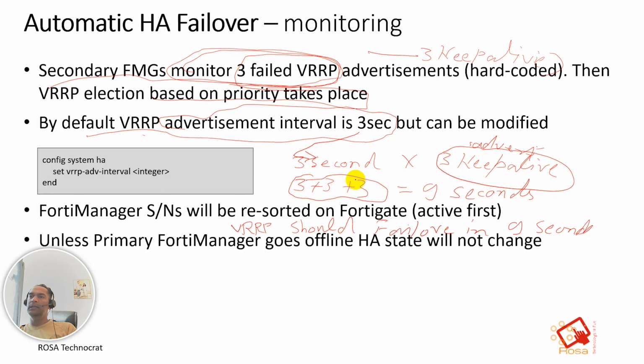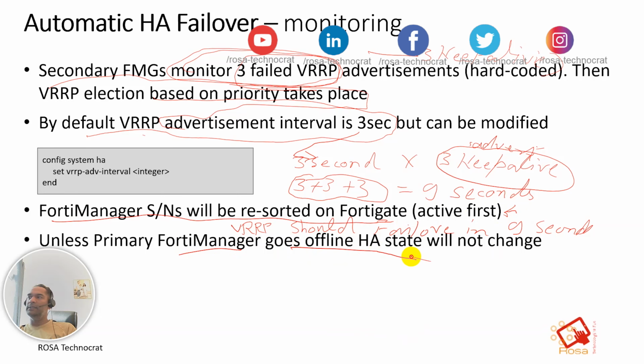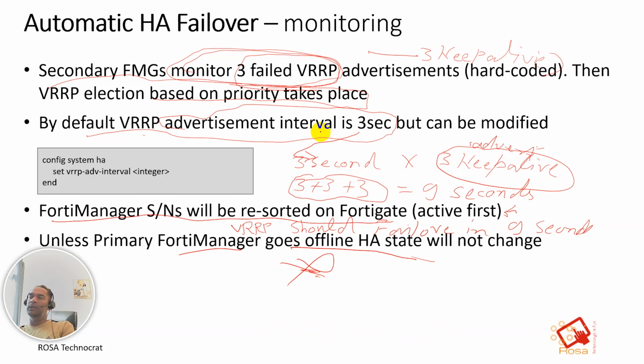So totally FortiManager will fail over in around 9 seconds. FortiManager serial numbers will be resorted on FortiGate depending on who is the active, unless the primary FortiManager goes offline, and the HA state will not change. Okay, so this is all about automatic HA failover and the manual HA failover.